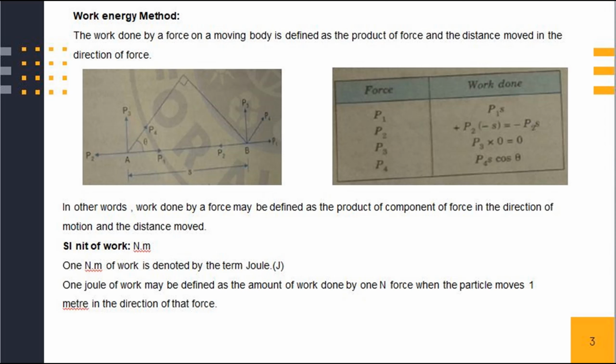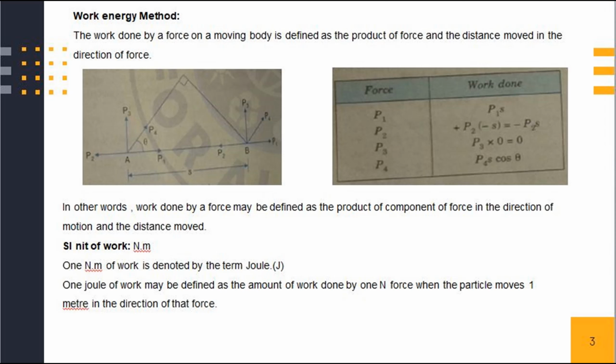In the same way, work done by force P3 is equal to 0 as the displacement in the upward direction is 0, and work done by force P4 is equal to P4 s into cos theta. The general expression for work done by force P is P s cos theta, where theta is the angle between the force and the direction of motion. This may be rearranged as P cos theta into s, giving a new definition: work done by a force is the product of the component of force in the direction of motion and the distance moved.